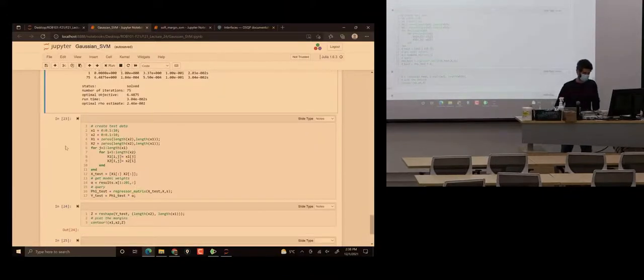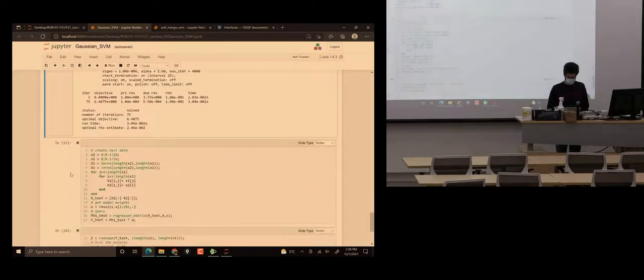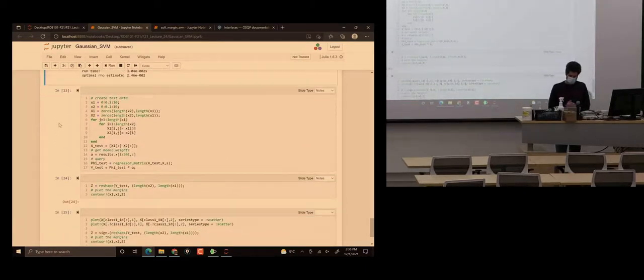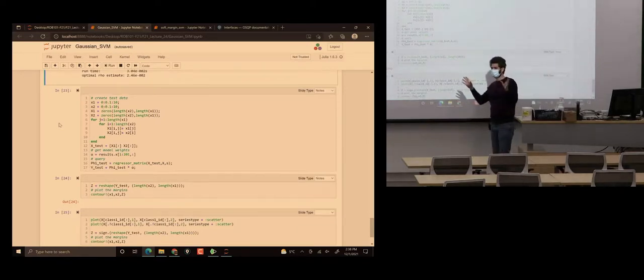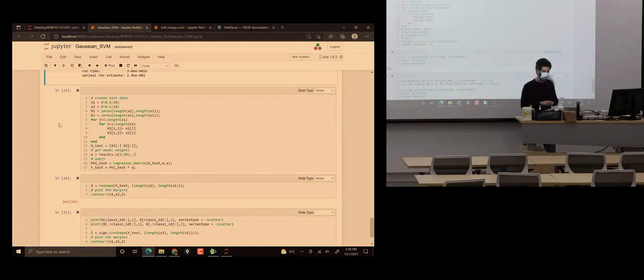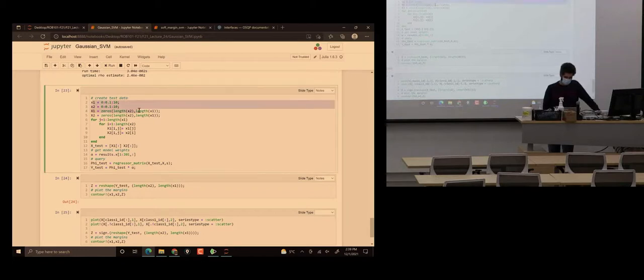Now, for this version, we need to create test data, because the way this basis model works, once we know alpha values, we need to query. Where do we want to know the output? That's exactly what we did in project 2. So I create the test set as just a grid that covers all my data points. These are equidistant points that I placed on the grid.